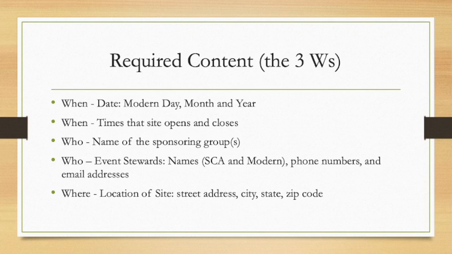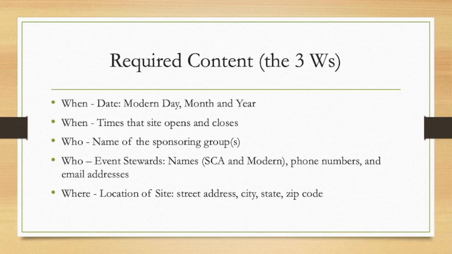Then also we need to know who is hosting this event. It can be any kind of sponsoring group. So are you a shire? Are you a canton? Are you a barony? Are you the principality? Are you a province? Are you the whole kingdom? As long as it is an SCA affiliated branch of one level or another, that is the information we need. So even if it's being primarily run by a particular household, that kind of thing, you still need to have a sponsoring SCA branch. And that needs to be listed in your event ad.